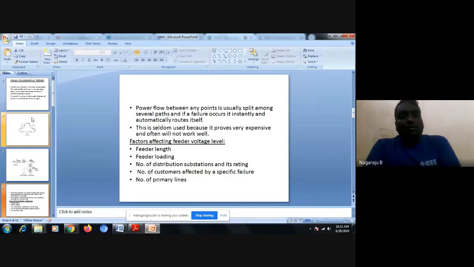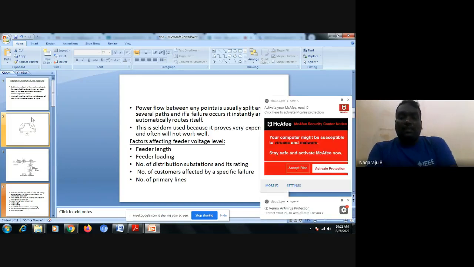Power flow between any points is usually split among several paths, and if a failure occurs in one, the power instantly and automatically reroutes itself. This is seldom used because it proves very expensive. So the ring main type is very expensive when compared to the radial type and loop type.